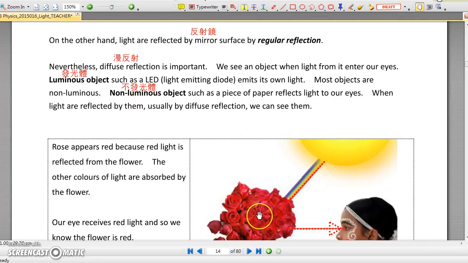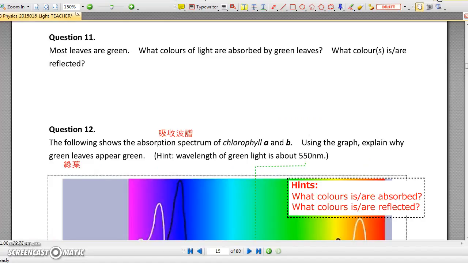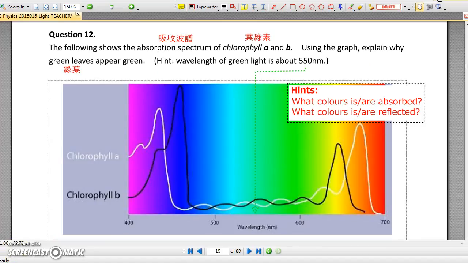For example, the rose here reflect red light from the sun to our eyes so that we can see that the roses are red. On the other hand, all other colors of light from the sun are absorbed by the roses. Using the same principle, can you explain why leaves are green? And for question 12, you can see absorption spectrum of chlorophyll A and B. Can you use this graph to explain why leaves appear green?